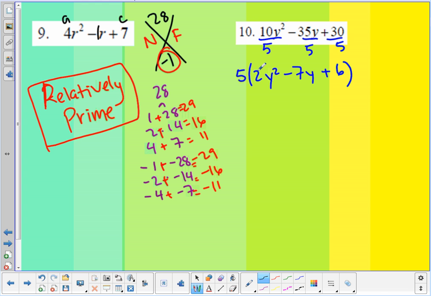Now I go back and factor the trinomial that's left over. When I set up the factor x for the middle, I have 2 times 6, which is 12, and I have a middle term of negative 7. When I think about what multiplies to positive 12 and adds to negative 7, I'm going to need a negative 3 and a negative 4. Negative 3 times negative 4 gives me positive 12. Negative 3 plus negative 4 gives me negative 7.